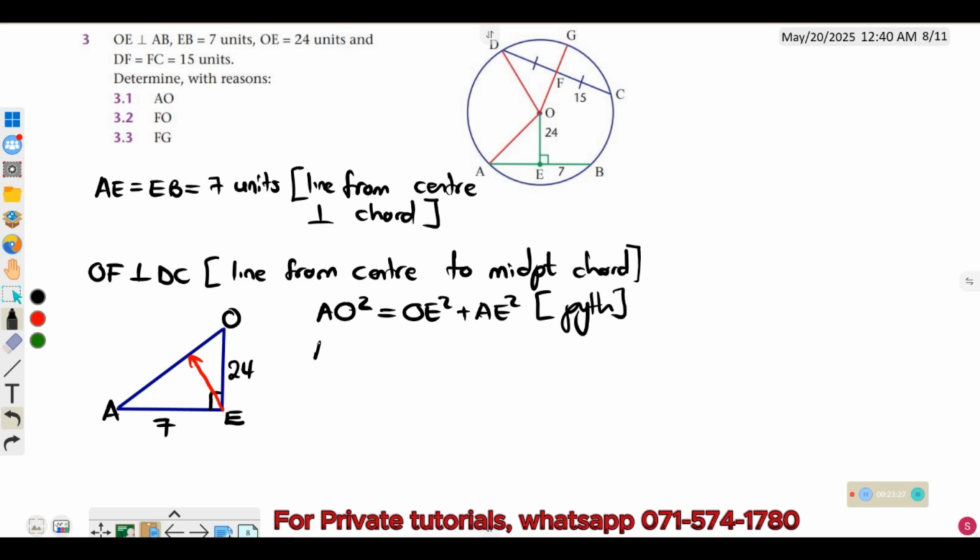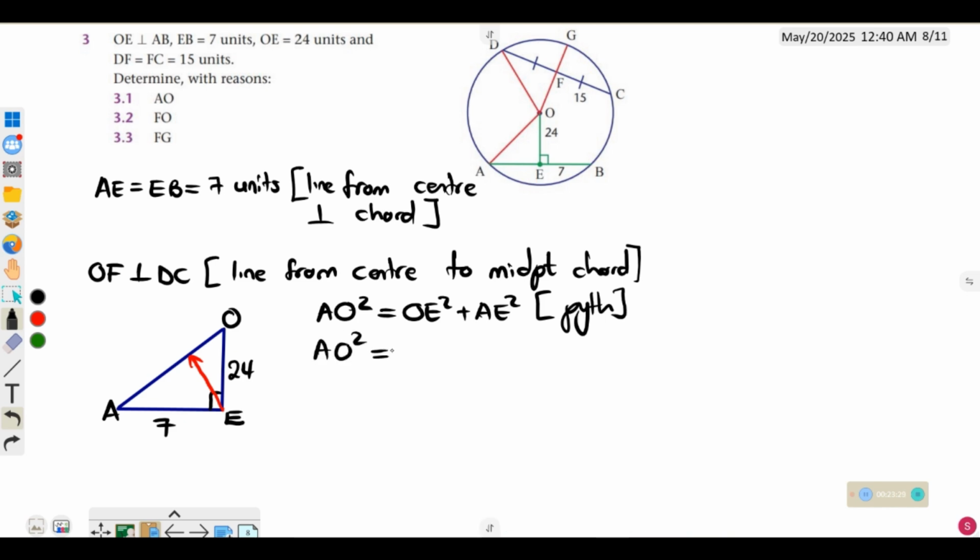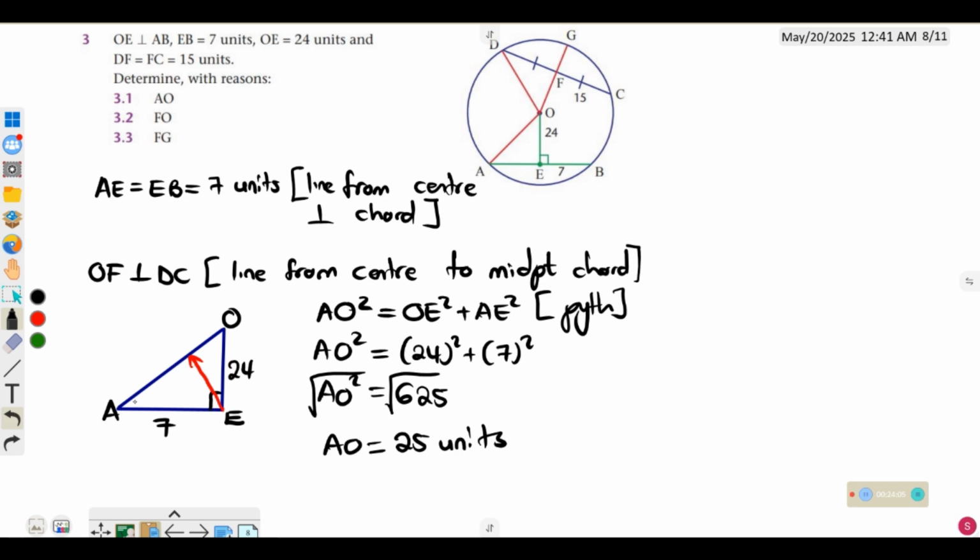Do we have AO? No, we are looking for that. AO squared is equal to OE. OE is 24, so that's 24 squared plus AE, which is 7 squared. This should give you 625. So AO squared is equal to 625. But we are looking for AO, so square root both sides. AO should be equal to the square root of 625, which is 25 units. There you go. So you have that as 25 units. And once you have AO as 25 units, you have OD.